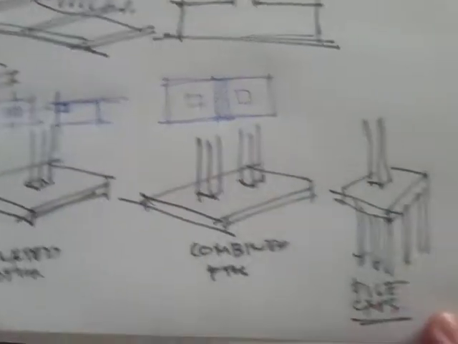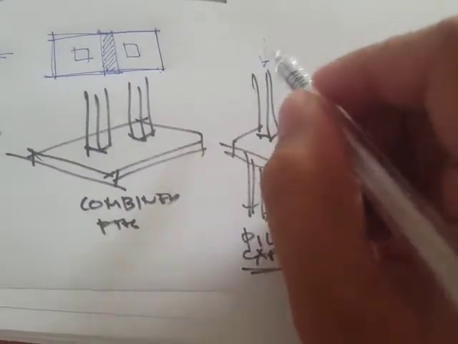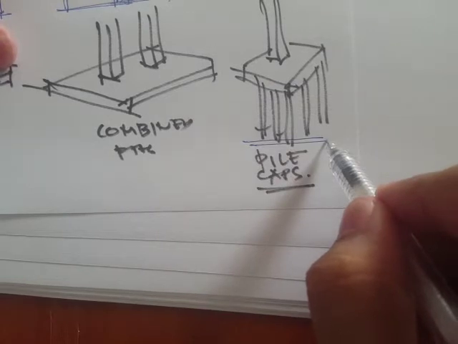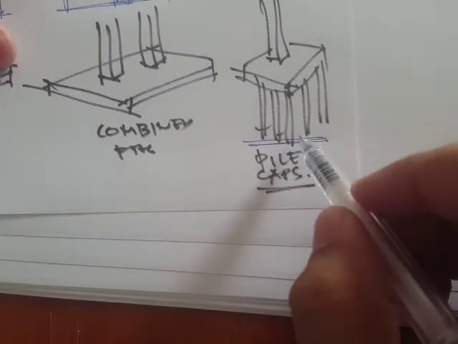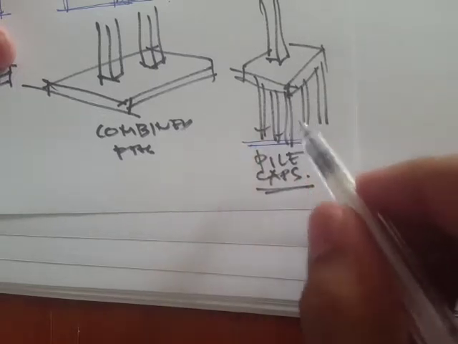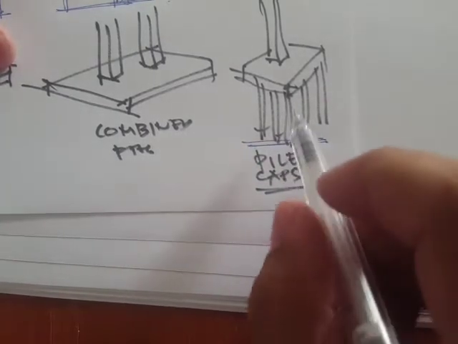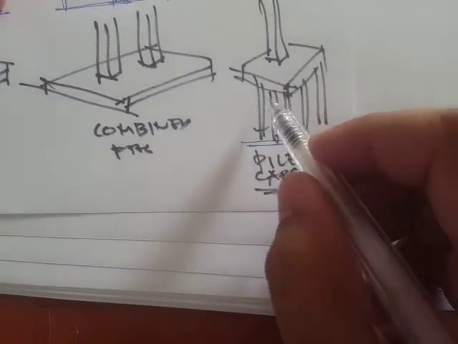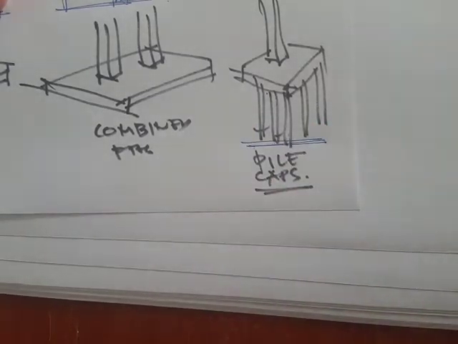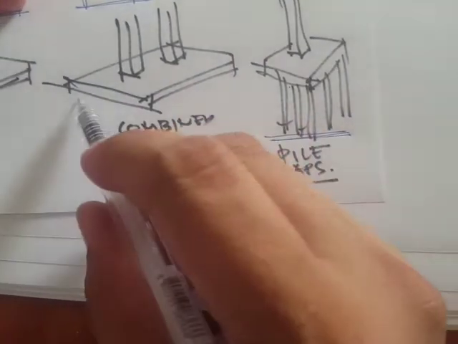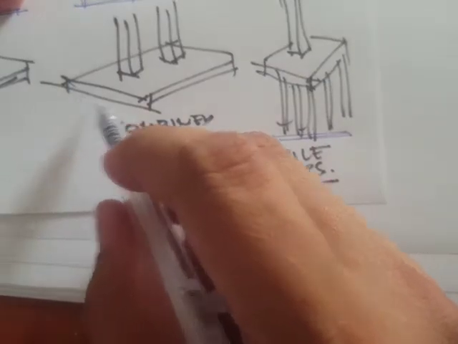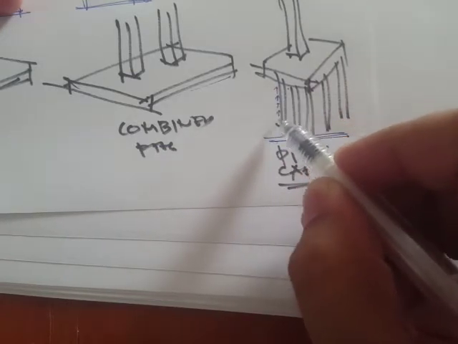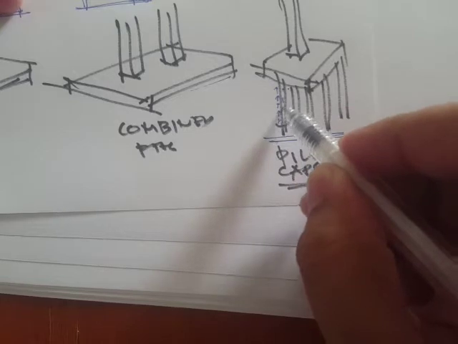For pile caps, these are common for soil conditions wherein the hard layer is far from the natural grade line. So instead of supporting the structures in terms of bearing pressures or bearing capacity, it can support the structure by frictional forces along these piles.